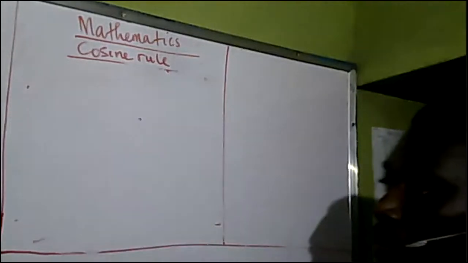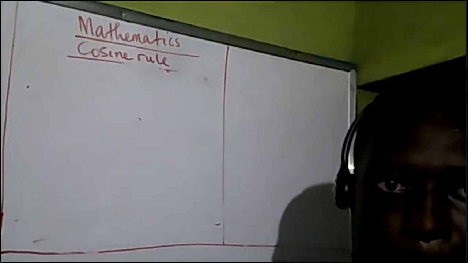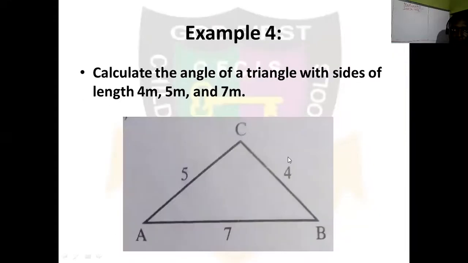So the question, what example is that? Okay, this is example 4. So we are going to calculate all the angles of this triangle. I might just calculate only one, then you do the rest at home. It's very simple. 4, 5, 7. So what do you do now?